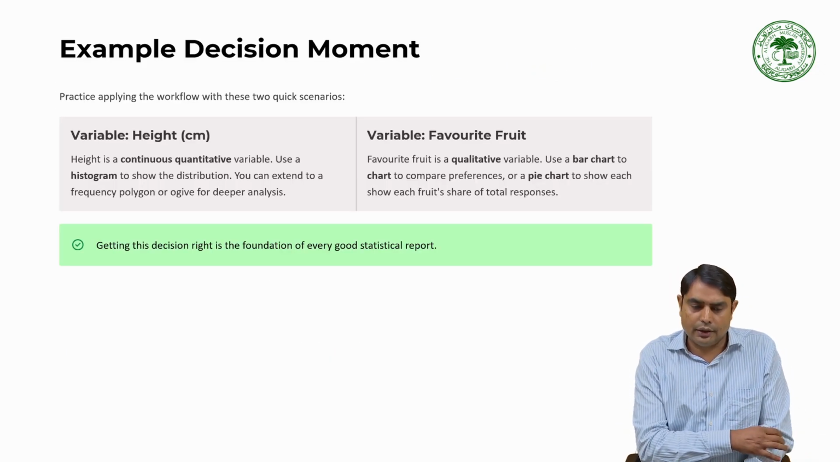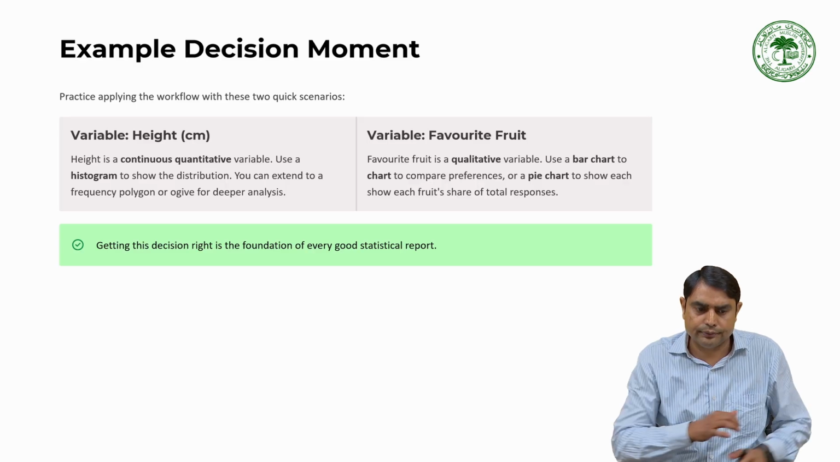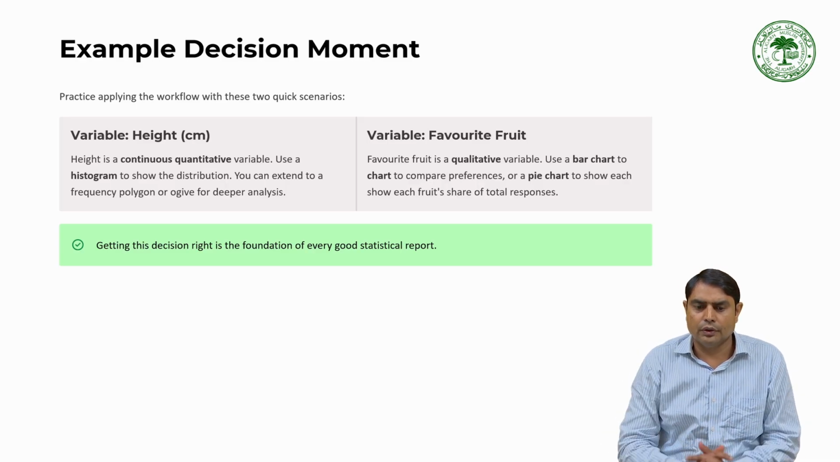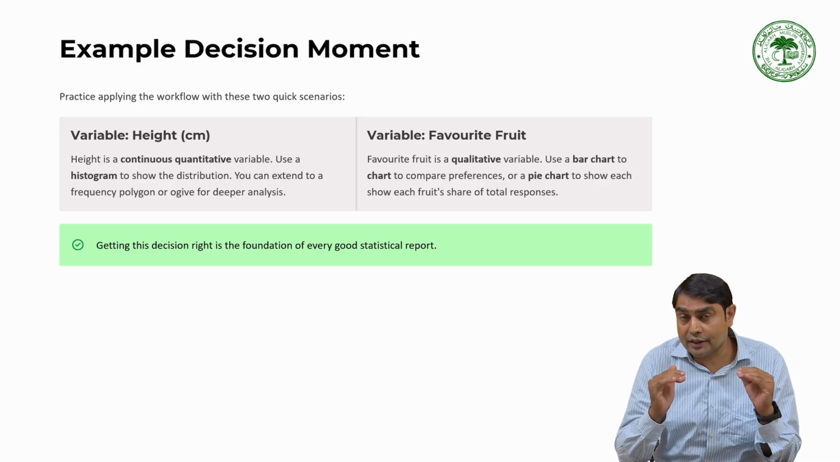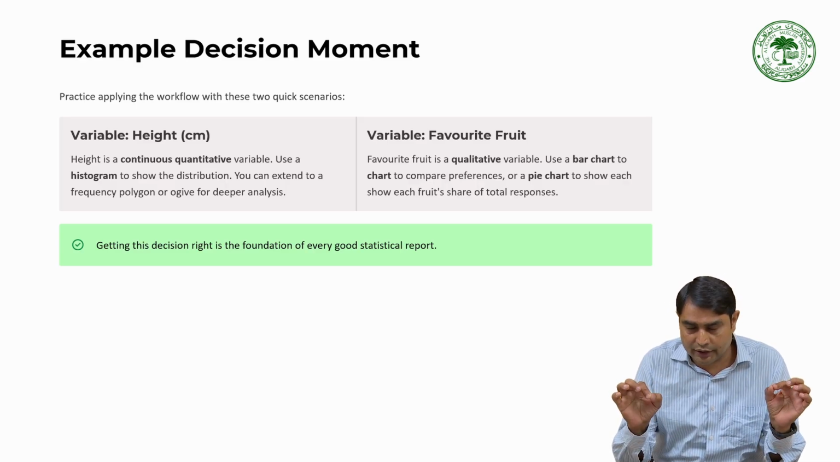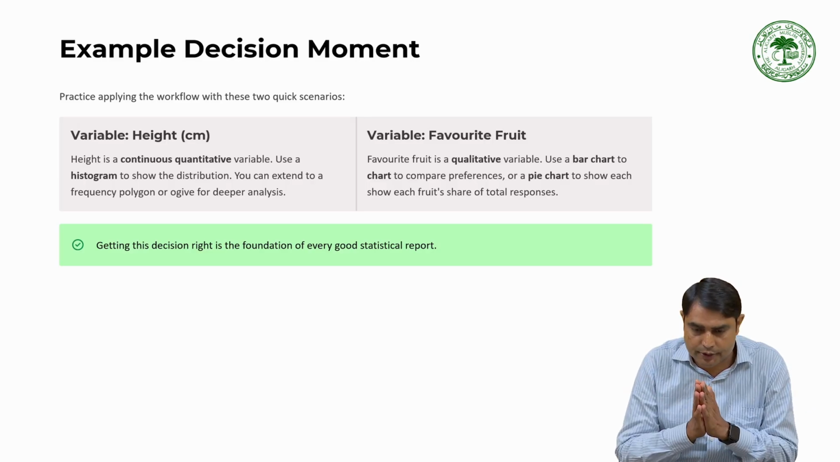So for example, a decision. There are two scenarios: variable height and variable favorite fruit. You have to draw a relevant graph related to it. Height is a continuous quantitative data. Height is a continuous variable, which is a part of quantitative data. So because there is continuity in the data, you can create a class interval, and a histogram will suit your purpose.